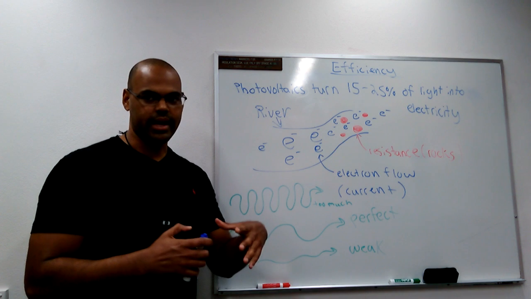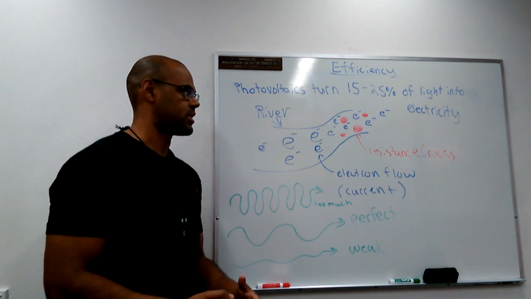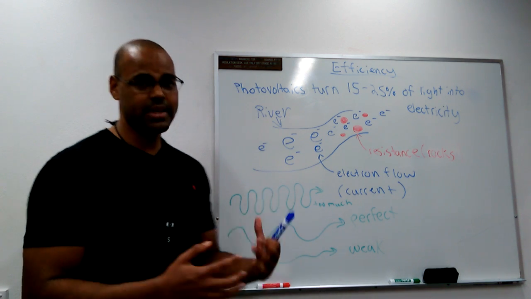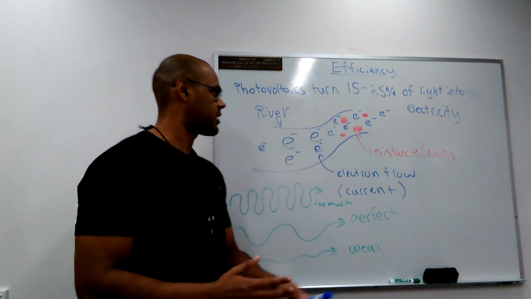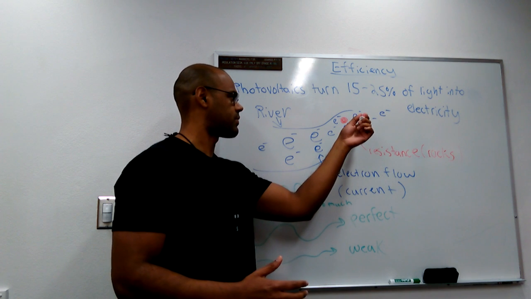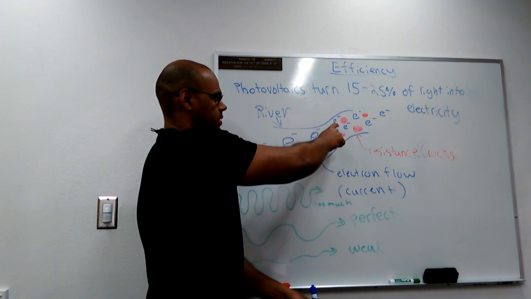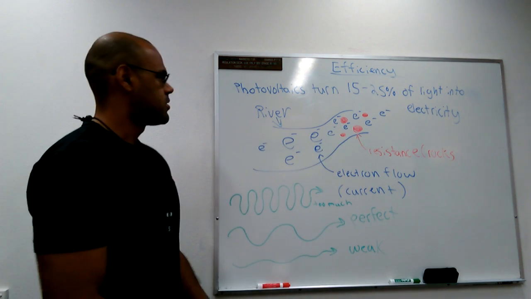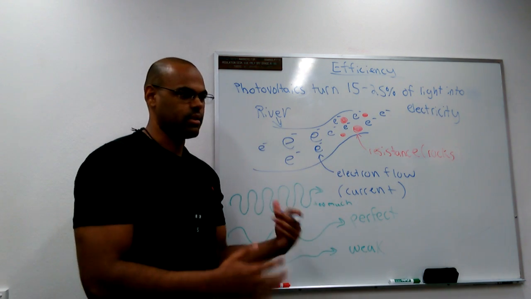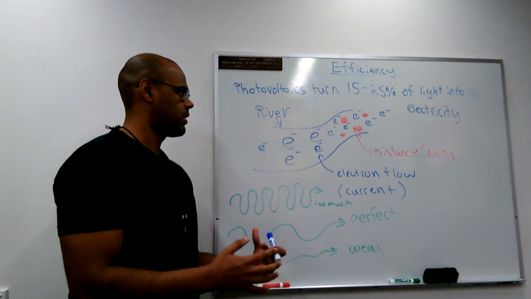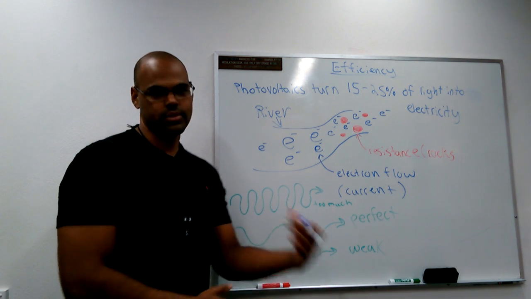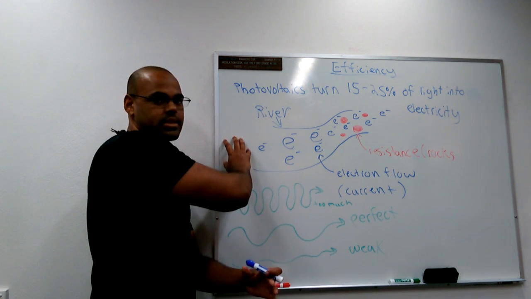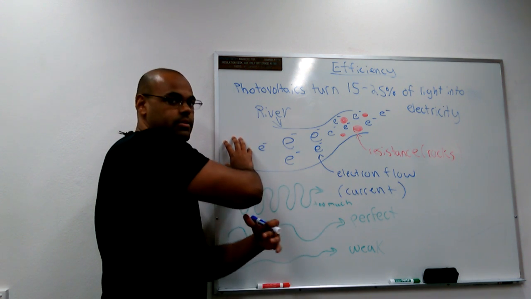Now what that does is it kind of stops the flow of electricity. Not stops, but it slows it down so you don't get as much energy out of it. And the best way to think about resistance is to think of them as like rocks in the river. So this electron can't really move because there's a rock in front of him. So when this happens, it lowers the power output of the solar panel or the electricity you get out of it. So that's one factor that limits the efficiency of photovoltaics.